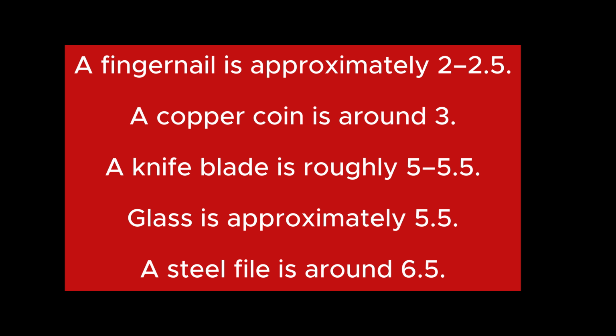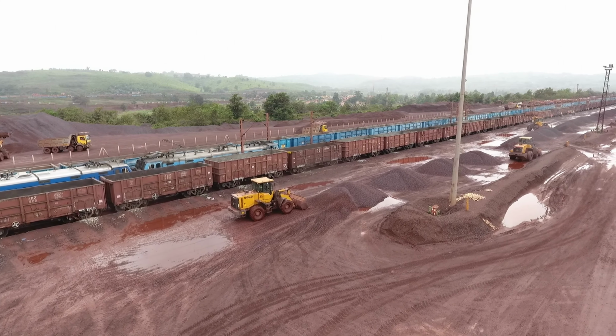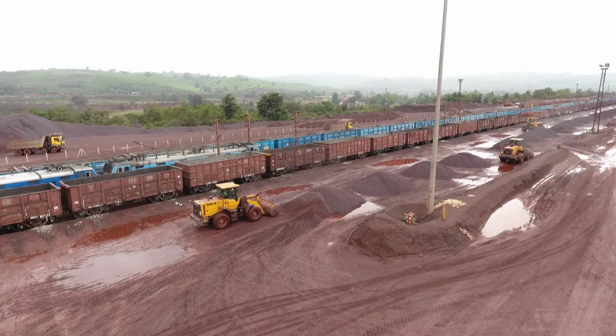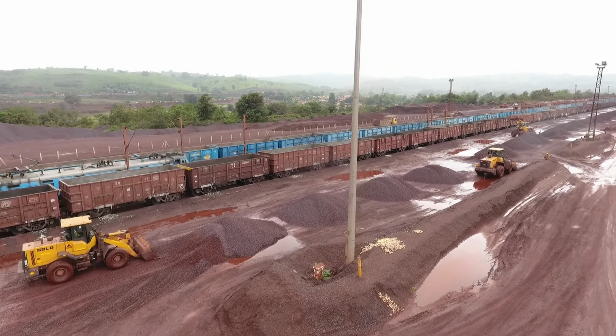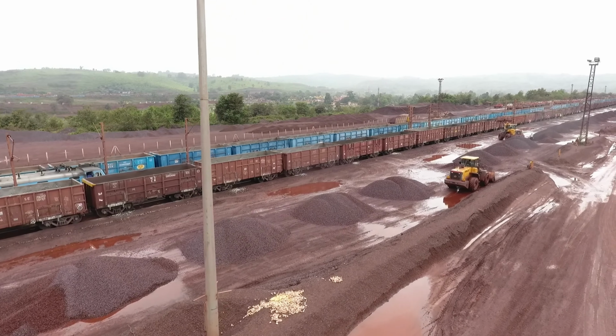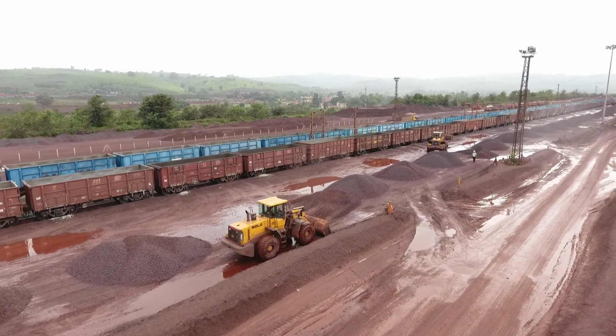A fingernail is approximately 2 up to 2.5 on the Mohs scale. A copper coin is around 3. Knife blades are roughly 5 up to 5.5. Glass is approximately 5.5. A steel file is around 6.5. So imagine you have an unknown mineral. It scratches glass, but it can be scratched by a steel file. That immediately tells you that its hardness is somewhere in the range between those materials.